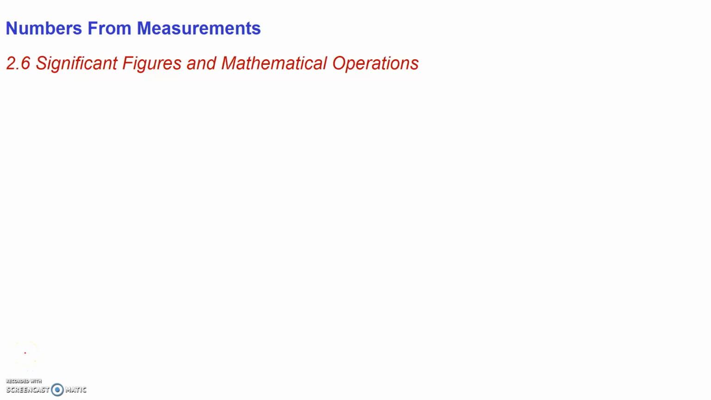So often in science we'll take a bunch of measurements and then we'll do some math on them. And we want to make sure that we're doing our math in a way that doesn't result in us generating numbers that overestimate or underestimate the quality of our measurement.